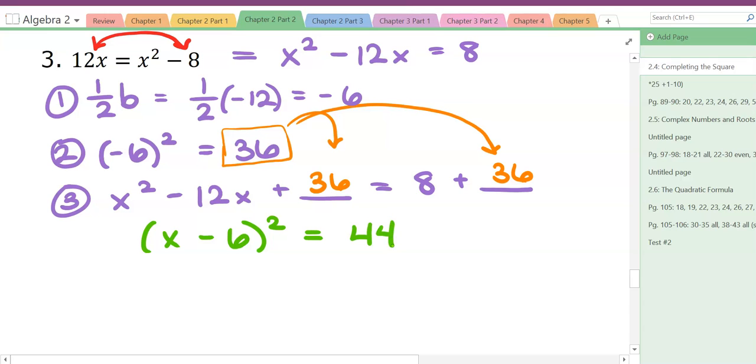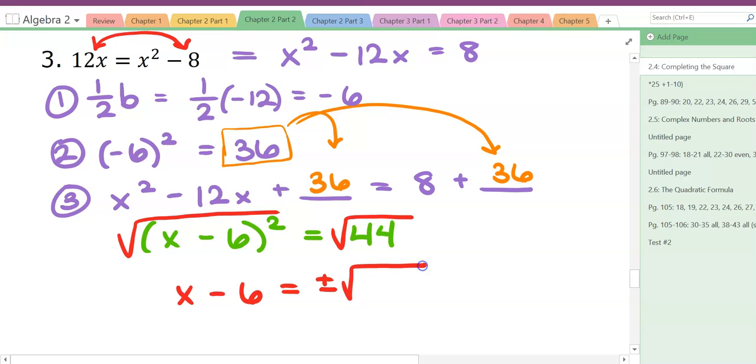Now we're back to what you guys did yesterday in class. Square root both sides. On the left side, x minus 6 comes out by itself. Plus or minus, what's the perfect square number that can go into 44? 4. 4 times what is 44? Good, so I'm going to rewrite that as 4 times 11.